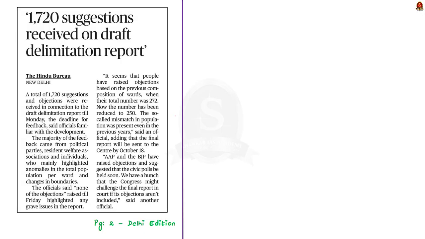This article here says that a total of 1720 suggestions and objections were received in connection to the draft delimitation report of Municipal Corporation of Delhi. As per the article, the majority of the feedback came from political parties, resident welfare associations and individuals. This is the essence of the article given here. In this context, let us understand the delimitation process in detail.